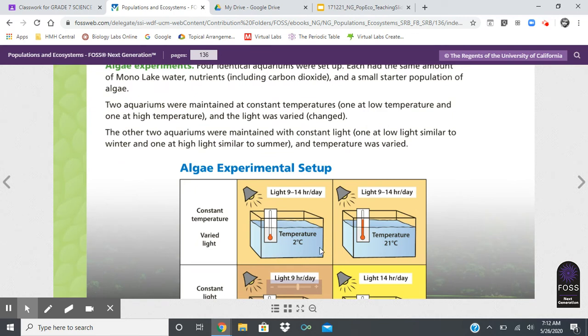So in here, for example, you can see they kept this tank really cold, 2 degrees Celsius. And everything else is the same as in this tank. This tank, they kept warmer, 21 degrees Celsius. That's room temperature. That's pretty warm. And what they changed here was the amount of light. They varied it from a little bit of light, 9 hours, to 10 hours, 11, 12, 13, 14 hours. So they changed the light to see what happened.